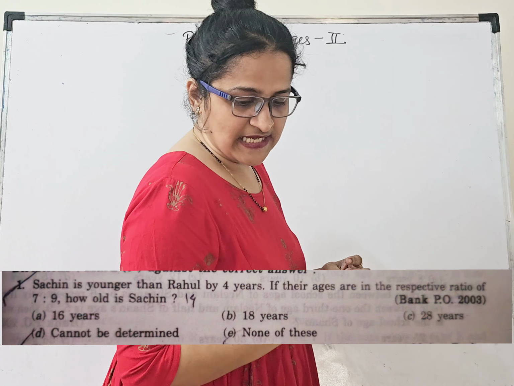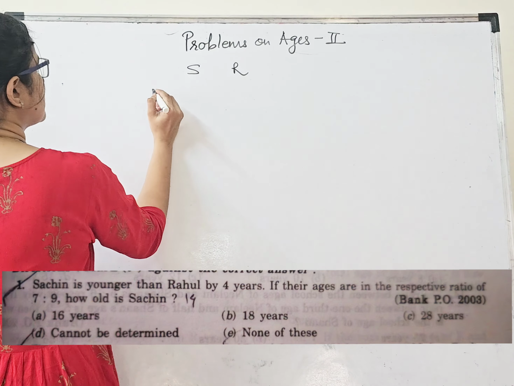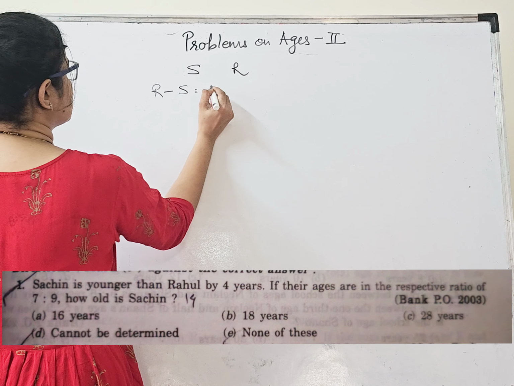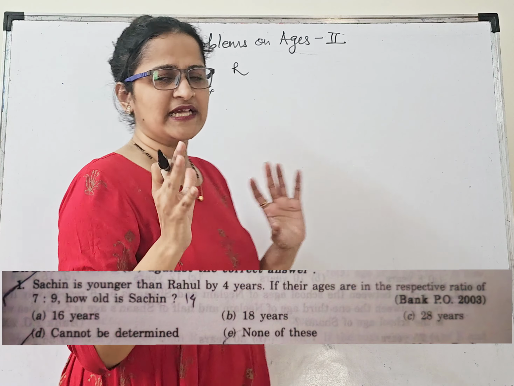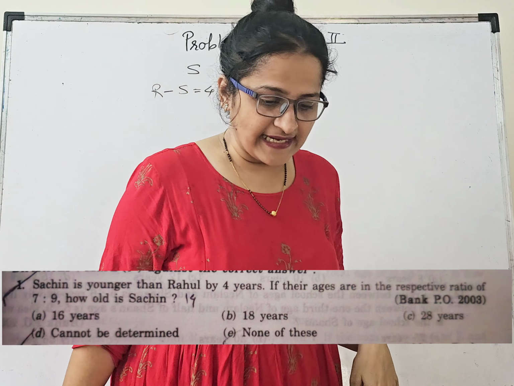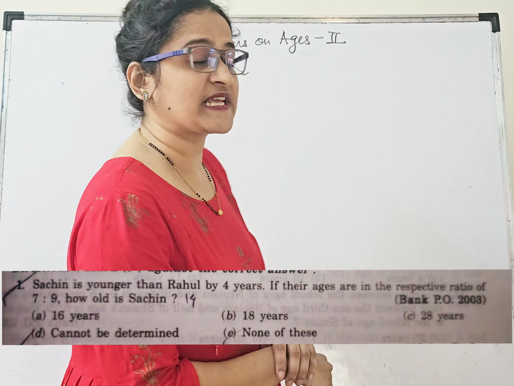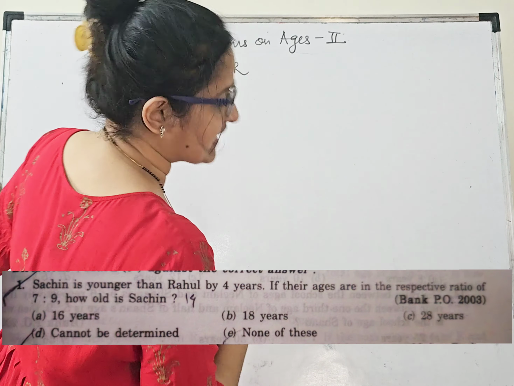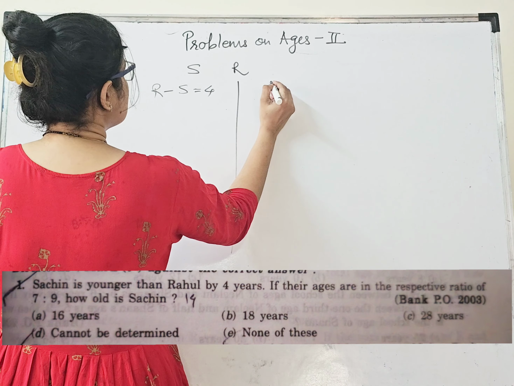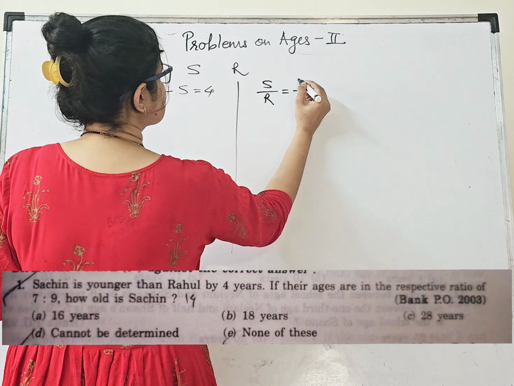Since a ratio is there, better to consider two variables so that it becomes easier for your calculation. Sachin is younger than Rahul by 4 years, means Rahul is elder, correct? So the first equation says that Rahul minus Sachin is going to be 4. Difference between their ages is 4 and Sachin is younger than Rahul. Age of Rahul minus age of Sachin equals 4. And the next equation is given as, their ages are in the respective ratio of 7:9.